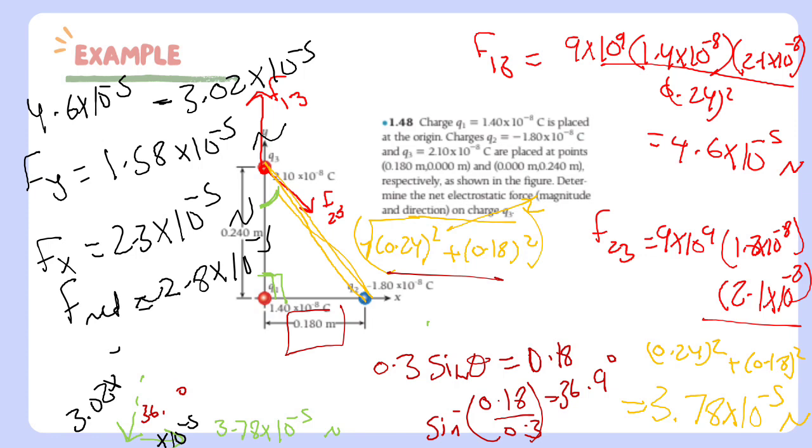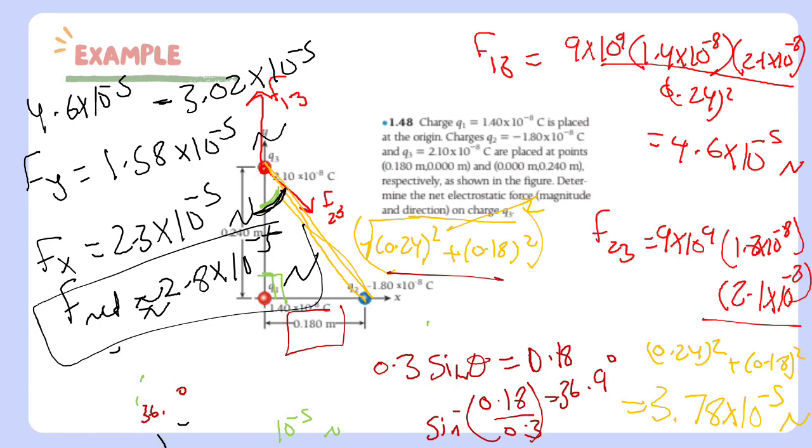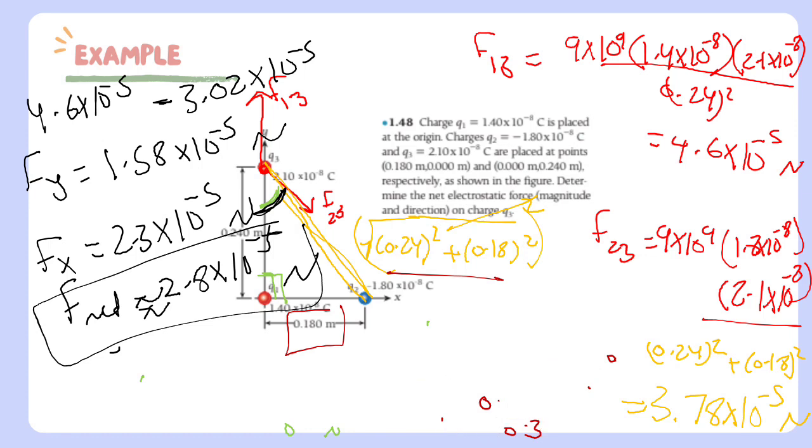Or this is approximately Newton. So this is the net force, and we found the angle of the triangle, but we need to find the angle of the force. And how to do that? Let me get some space. Okay, that's good. We know that the y is 1.58 times 10 to the power of negative 5 Newton. We know that the x is 2.3 times 10 to the power of negative 5.